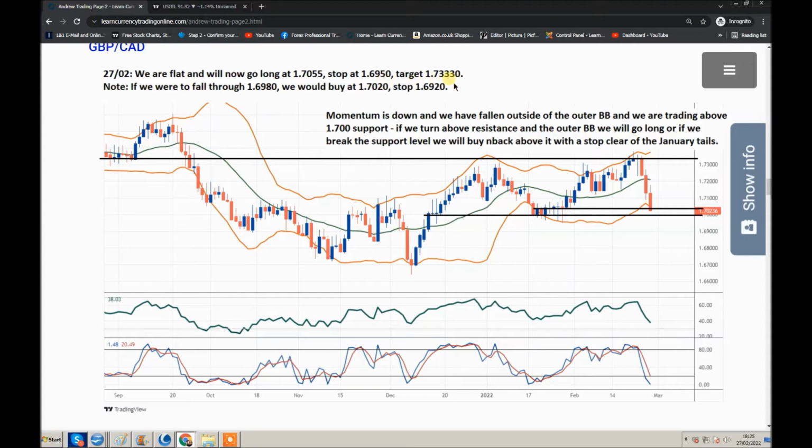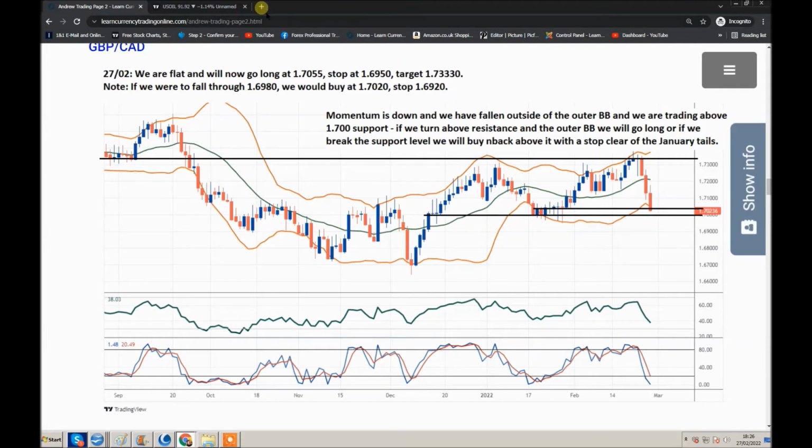I'll put an extra 3 in here. In error, it should be 173.30 as a target. I actually think we will get back to chart highs, but in the short term, just aiming for 173.30. Again, I haven't drawn the line in, but if we were to fall below 169.80, through this second level of support, we would buy back above 170.20, roughly where we are now, with a stop back behind the 169. Sorry, I didn't draw a level in. But again, we'll do this in two ways.